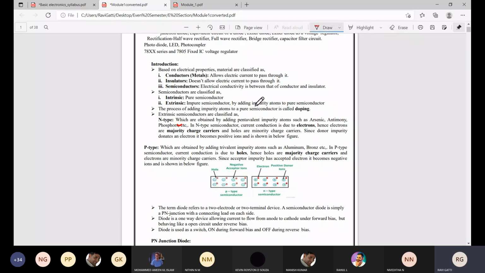There is another type of material. If we add some impurities to the semiconductor, we can increase its conductivity. Such a material we call either n-type or p-type material, based upon how we add the impurities. In n-type material, the majority charge carriers are electrons, whereas in p-type material, the majority charge carriers are holes. Is that clear to everyone?